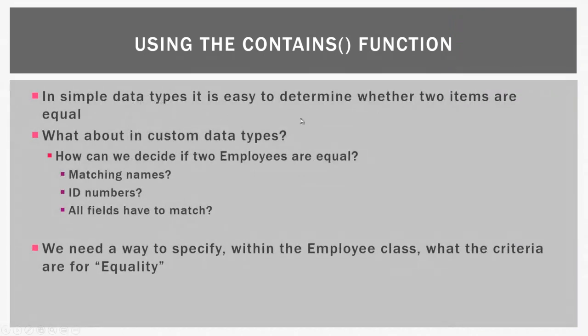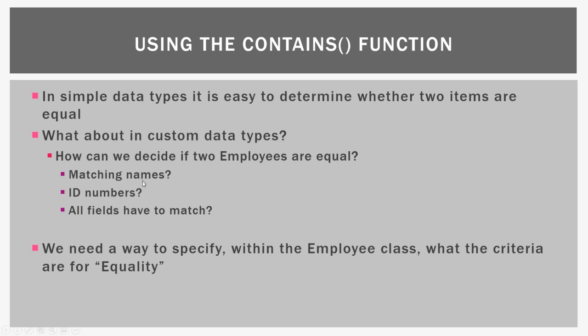In simple data types, it's easy to determine whether two items are equal. If you have two integers, there's no ambiguity about whether integer x equals integer y, right? Is it a 2? This one is a 2. Yes, they're equal. But in custom data types, it can be a little bit more complicated. In this set of slides, it uses an employee class as an example. If you have a list of employees, an employee might have a lot of the similar parts that a person has, but they might have an employee number as well. So what are the rules?